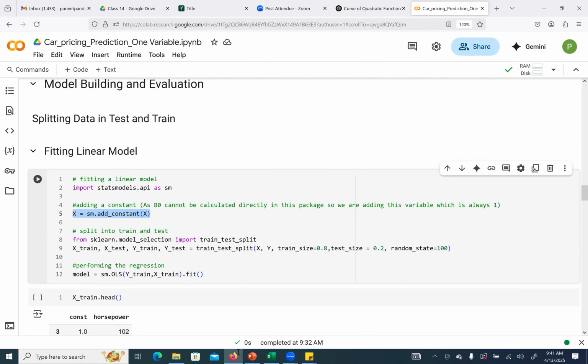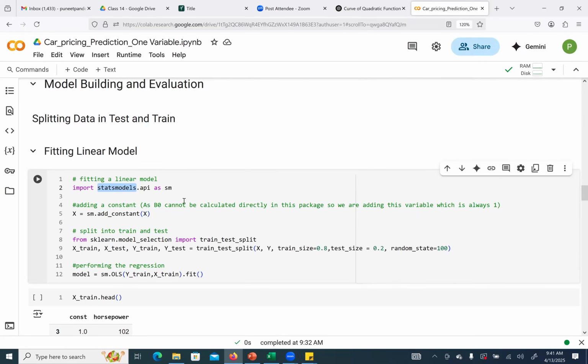Okay. One more thing, sir, that fitting a linear model, statsmodel.api, what is that library used for exactly? This one. Yes, statsmodel.api. So I didn't get it. What do you mean by that? This is just a library, right? I mean, why are we using that? Just to create that beta zero.